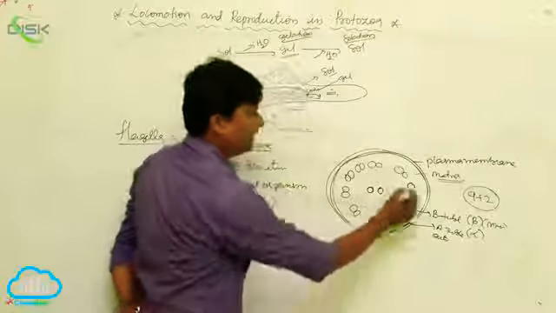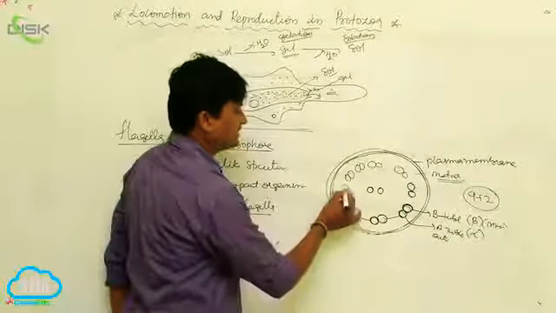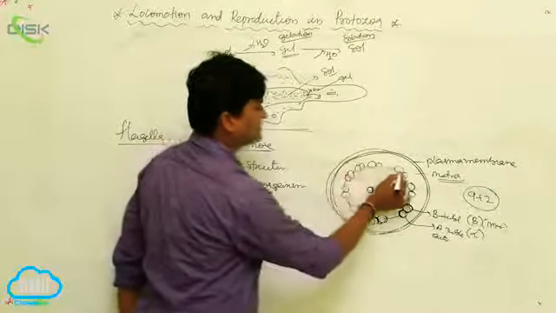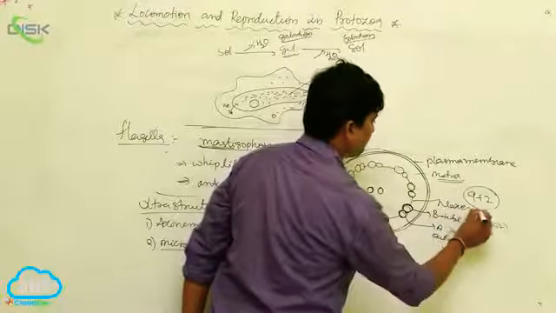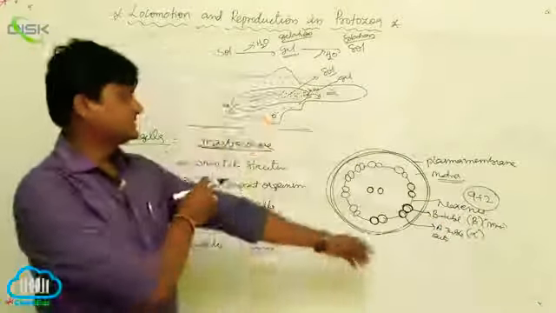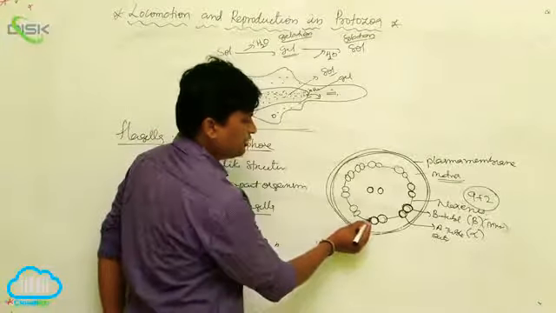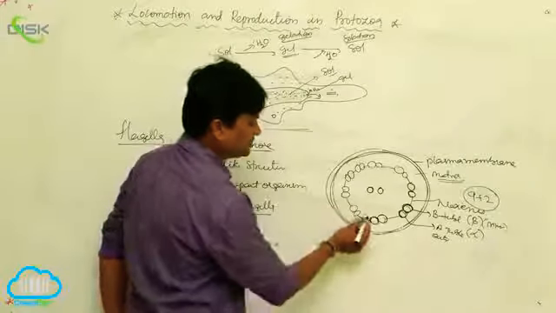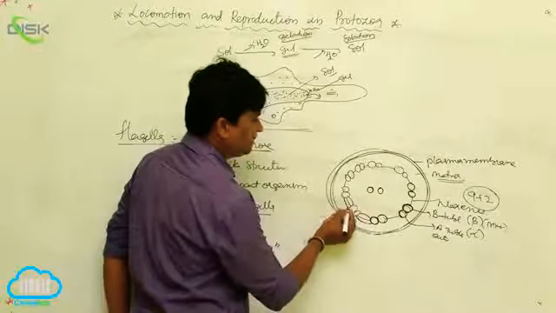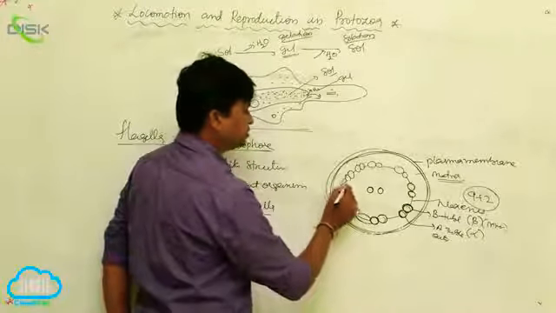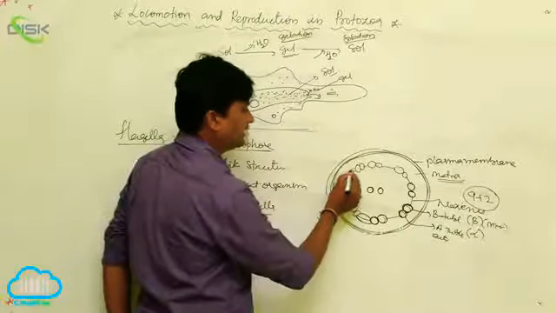Each and every one of the 9 peripheral tubules is interconnected by small connections. These small connections we call nexins. Next, from the A tubule, 2 arm-like structures are formed in a clockwise direction. The A tubule is connected to the B tubule by these 2 arm-like structures.